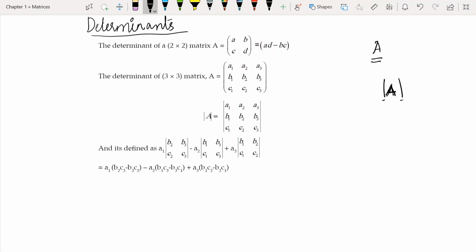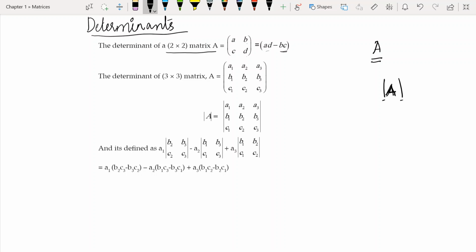So here I have put down the formula for a 2 by 2 matrix. The determinant for that, you have 4 elements A, B, C and D. Now how do you find the determinant? A into D, AD minus BC. This is what we find out.